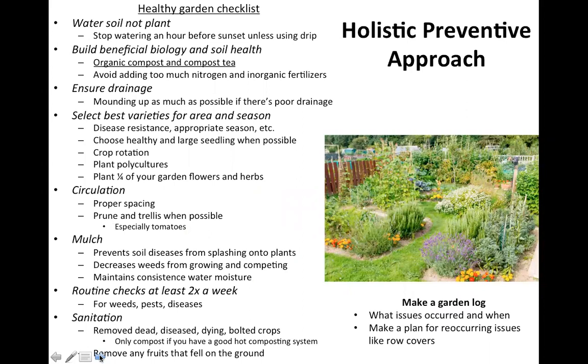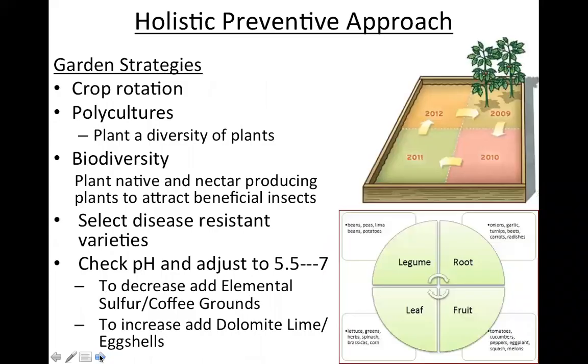I won't go through it again, but I just want to show this pattern. If you don't want to investigate every little thing that's wrong with your garden, just focus on making your garden overall healthy, with good soil, good biology, good drainage, circulation, mulch. Those are all things that are going to help prevent diseases.